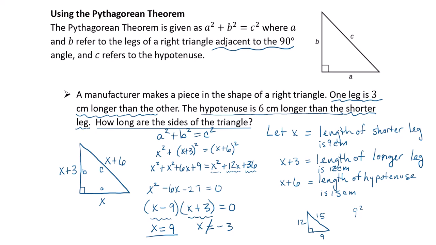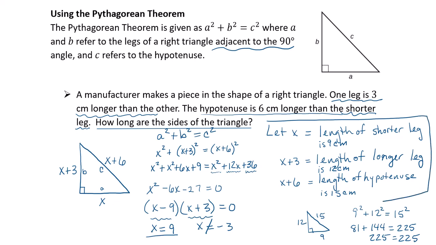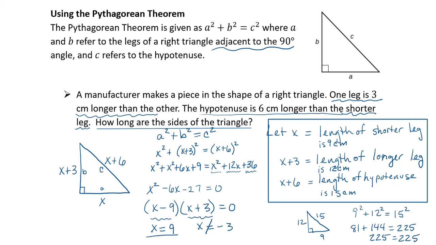Is it true that 9 squared plus 12 squared equals 15 squared? Well, 9 squared is 81, 12 squared is 144, 15 squared is 225. And when I add 81 and 144, I get 225. And that checks. So we know we have a right triangle with dimensions of 9, 12, and 15.